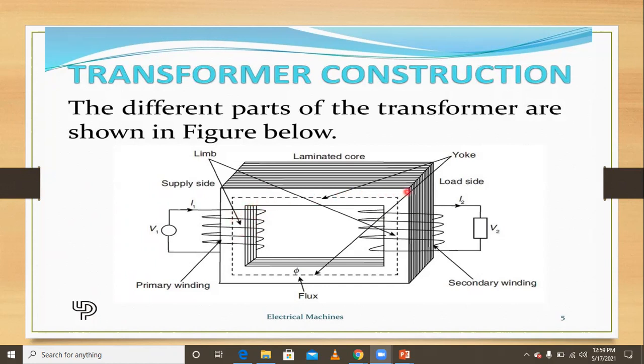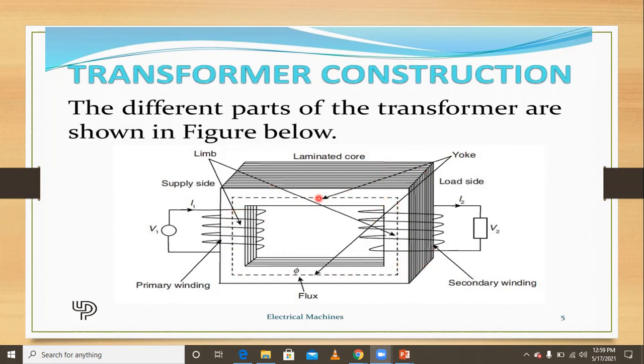The core of the transformer is not made of a single solid material. Different types of sheets, different strips, are placed together to form the core. It is not a single solid material in order to reduce the losses.